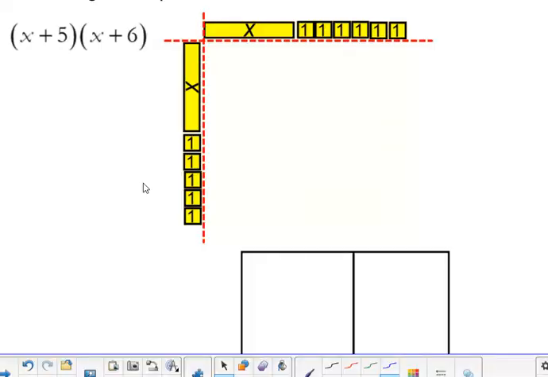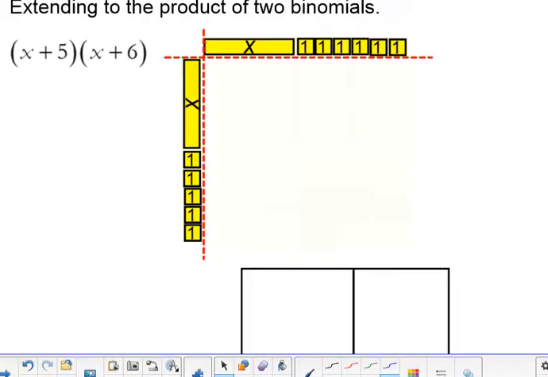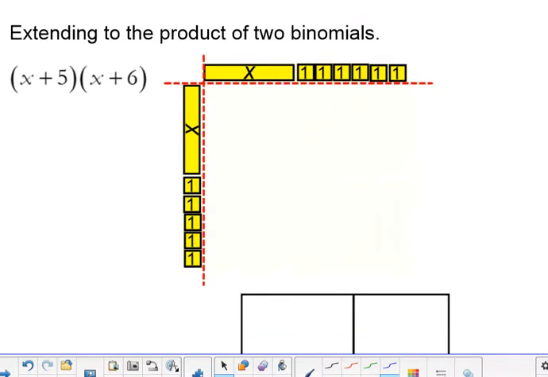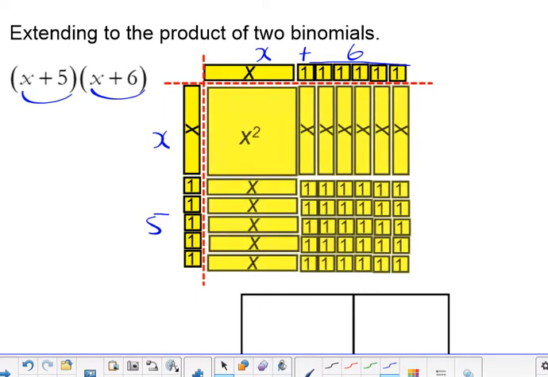So, I wonder how we could extend this to the product of two binomials. Here we have x plus 5, and we have x plus 6. Now we can use the same idea with an area model. You'll notice on the top that I've got an x there, and that bunch there is 6. So that's x plus 6, isn't it? And then down here, vertically, we've got another x, and we've got plus 5 this time. Now, I've gone through and completed this already, and that's what I get there.